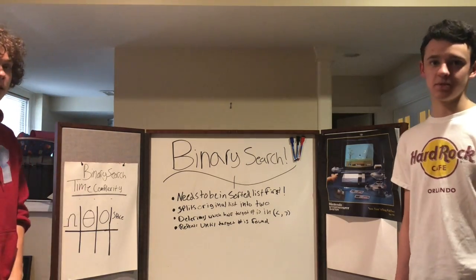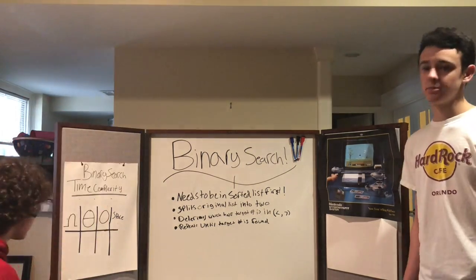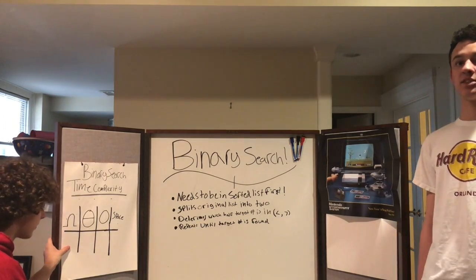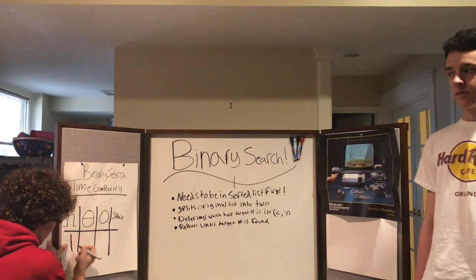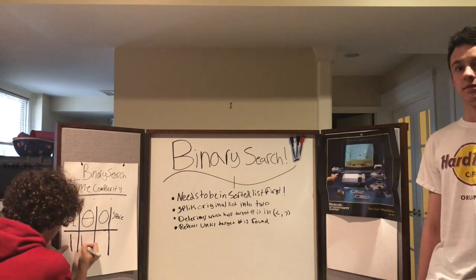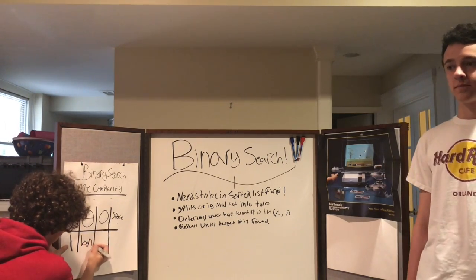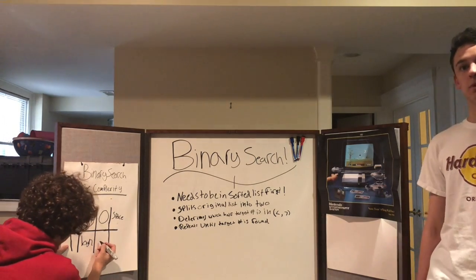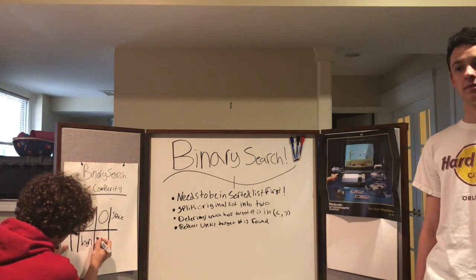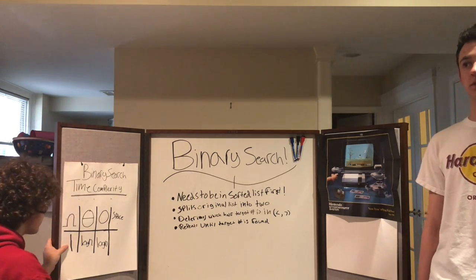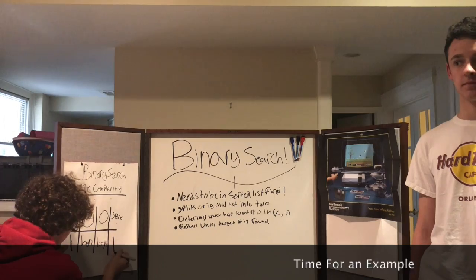Now let's talk about the time complexity of binary search. In your absolute best case scenario, represented by omega, the time complexity is 1. In your average case scenario, represented by theta, it is log n. In the worst case scenario, represented by the big O, your time complexity is also log n. And when there's a space involved, the time complexity is 1.